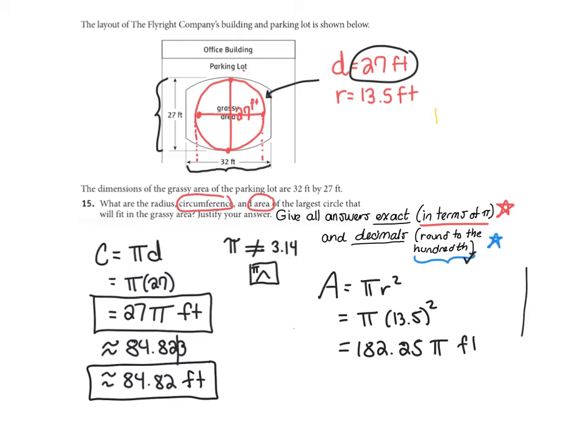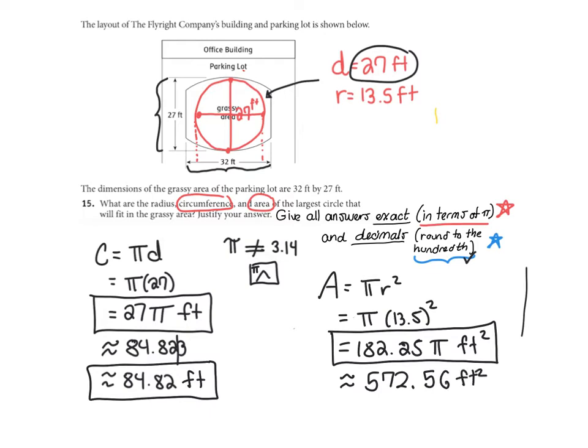Area is squared units, so that's going to be feet squared. That is my exact answer. For my approximate answer, I'm going to multiply my 182.25 times pi, and that's going to give me approximately 572.56 when I round it. Okay, so most of the problems today are just going to be your basic use of these two formulas, but in some cases we're going to look at some actual examples of when we can use these in real life.